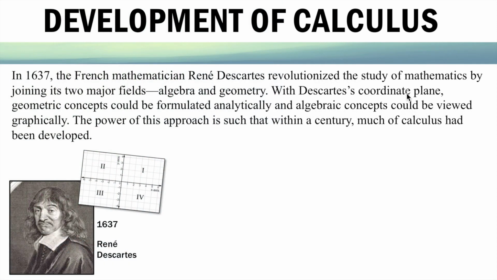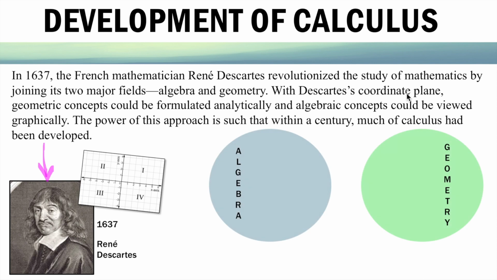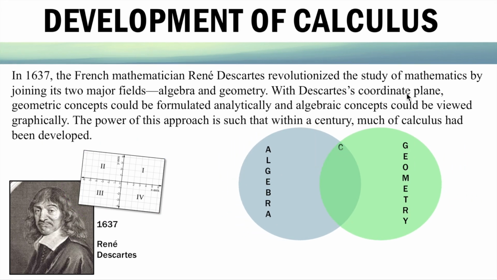In 1637, the French mathematician René Descartes, that's this guy right here, revolutionized the study of mathematics by joining its two major fields, algebra and geometry. And then, with Descartes' coordinate plane, the geometric concepts could be formulated analytically and algebraic concepts could be viewed graphically. The power of this approach is such that within a century, much of calculus had been developed.